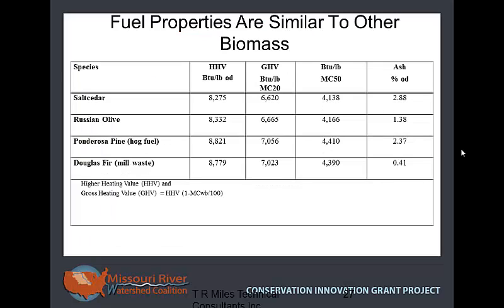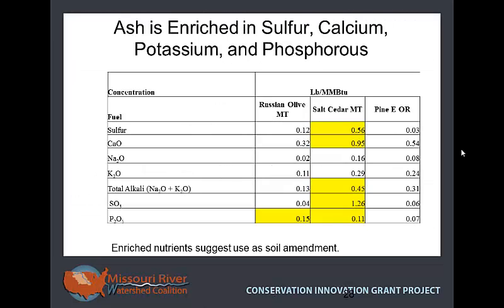This is some of the other stuff we looked at. That's just basic BTU values. Like I say, they're right in the ballpark. Looks like a really feasible product. One of the other things they really look for as far as a high-value bioenergy source is the ash content that's produced when you burn that material.